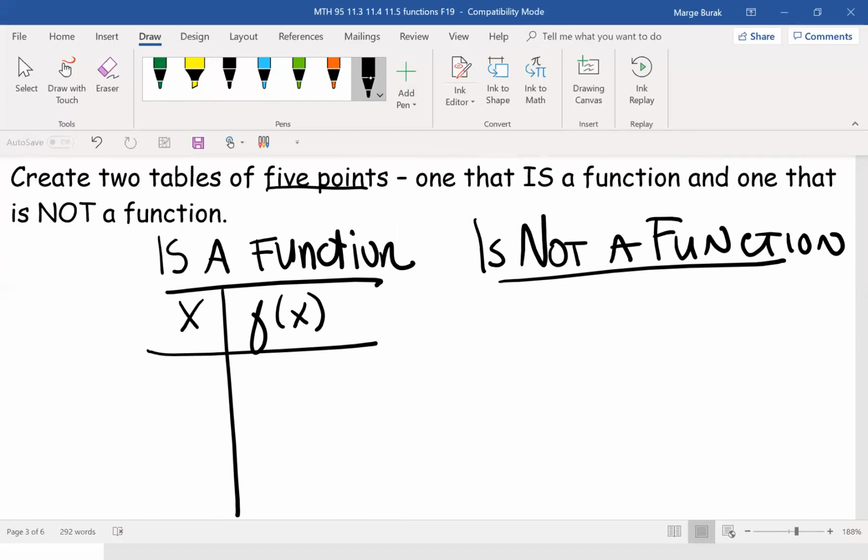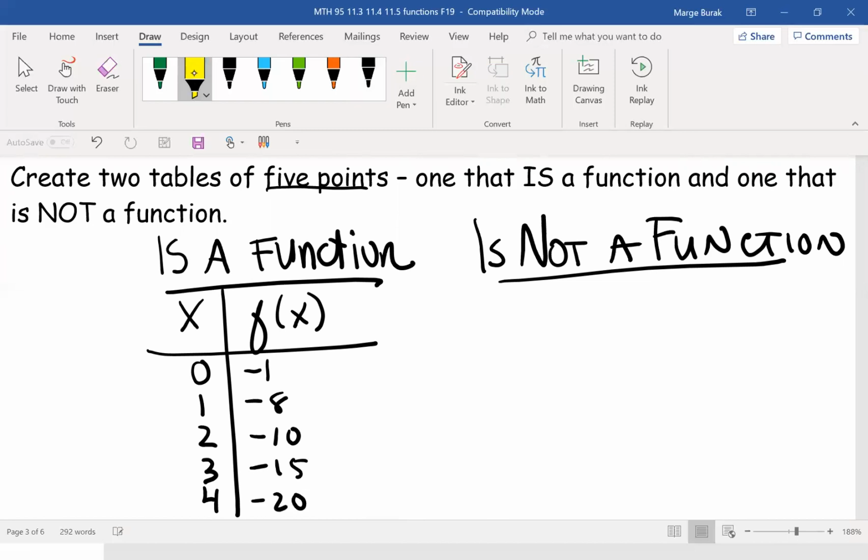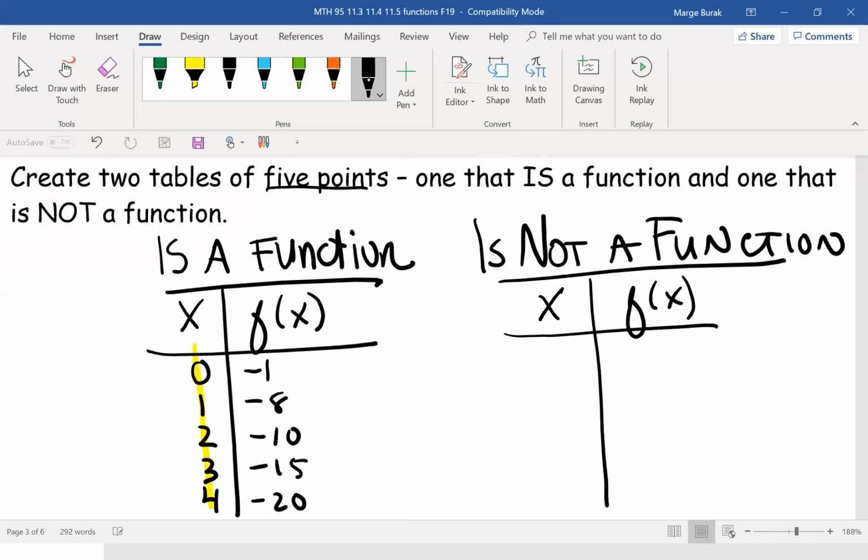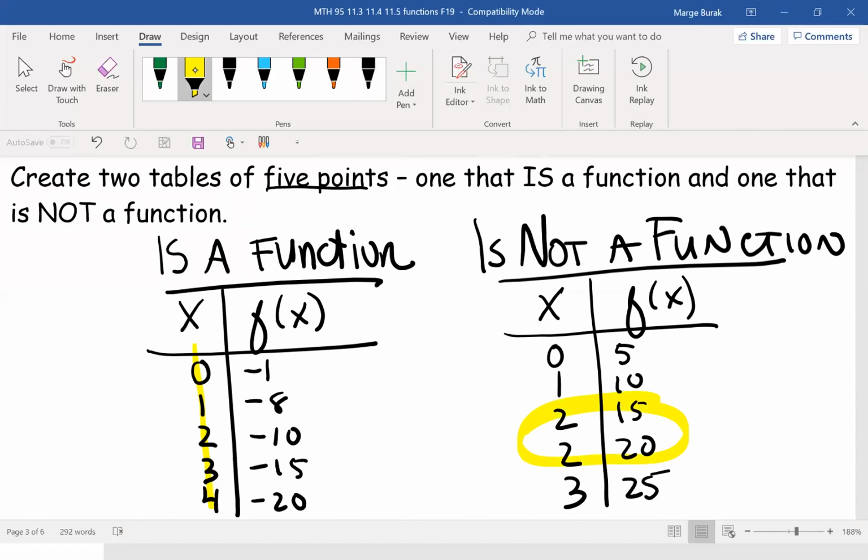Okay, so all I have to do is make sure that the x's are all different. And they can go anywhere they want. -1, -8, -10, -15. I'm just making it up. The only important thing here is that my x values do not repeat. Okay? So, on the other hand, if we want to make a table of values that is not a function, all you have to do is 0, 1, 2, 2, 3, and give these two different values. So it could be 5, 10, 15, 20, 25, and then right here, it kills it.